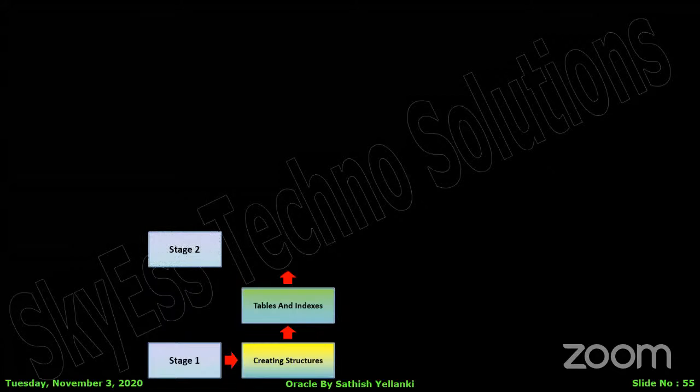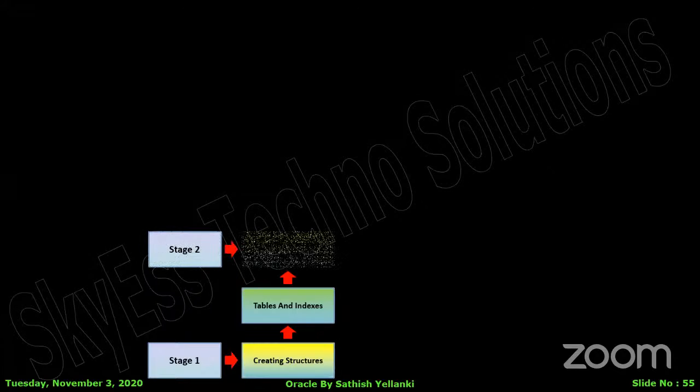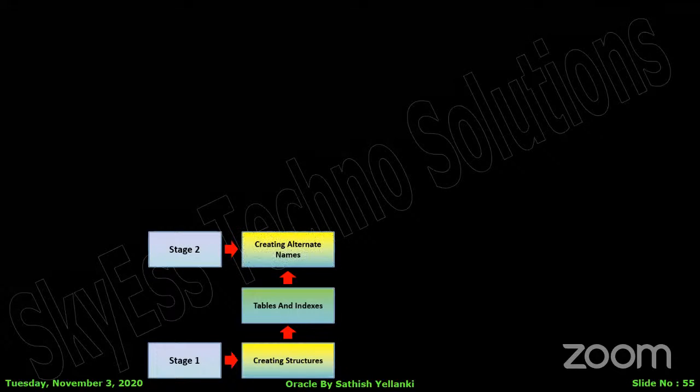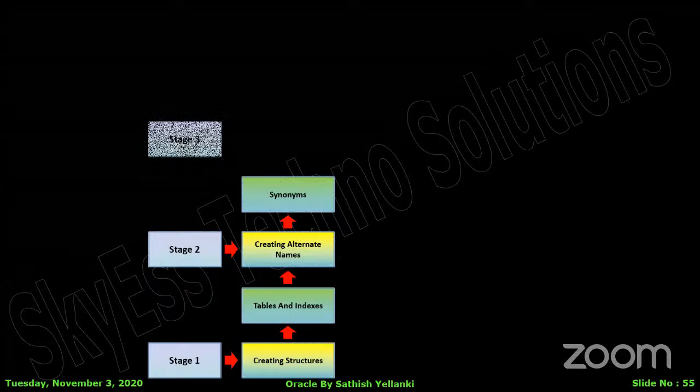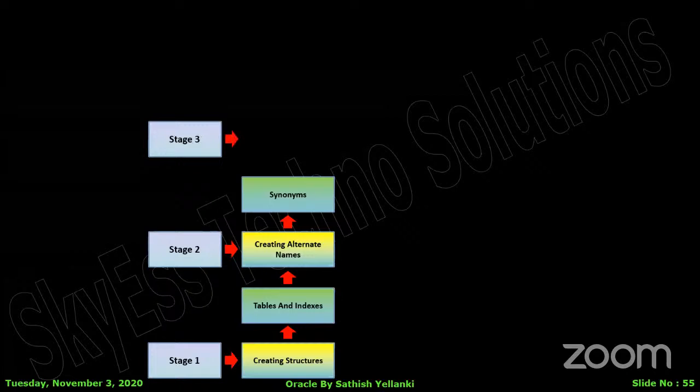Stage two is telling you that you need to create your alternate names. And these alternate names, as far as Oracle is concerned, you create in the form of synonyms. Now, once your synonyms are created, then stage three will begin, where you are trying to design and develop the construction and composition of your views. That is, logically you want to get the environment ready.